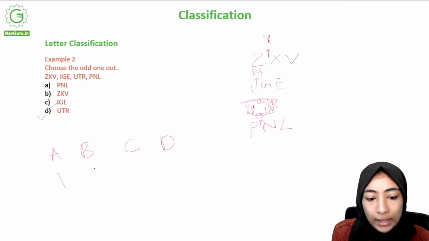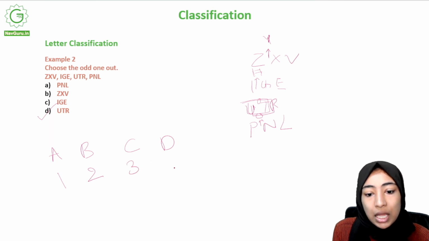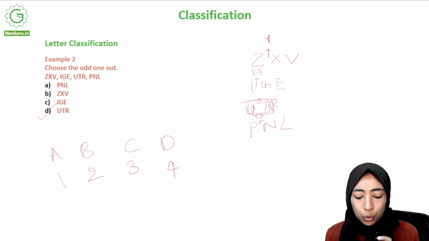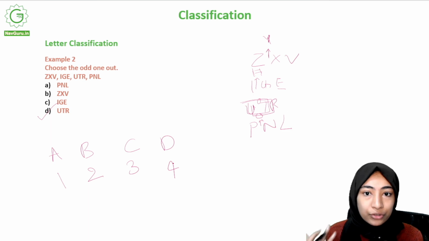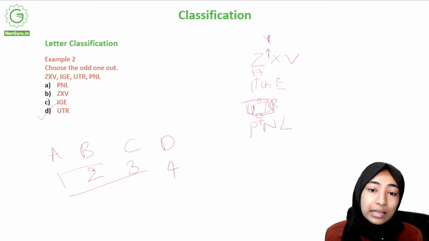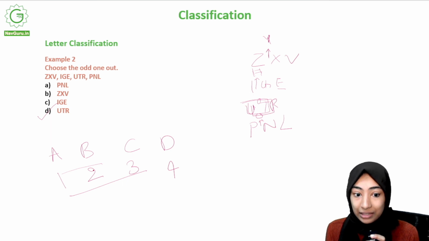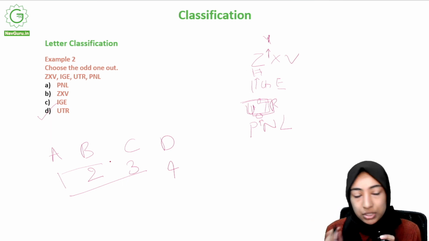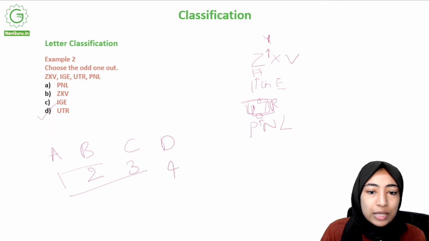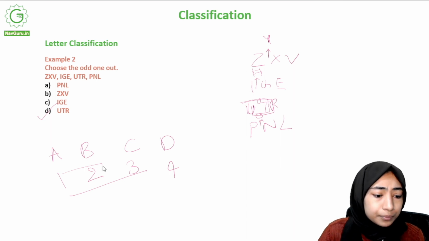So write 1 for A, 2 for B, 3 for C, 4 for D. If you try different methods and you just cannot get the answer, you can just write the positions for each letter and then try figuring out if there is anything that you can see from the positions. That also helps. Okay, so that was letter classification.